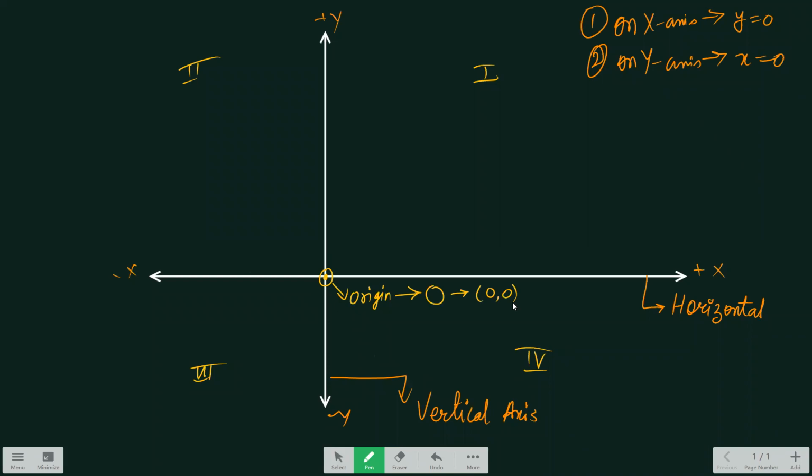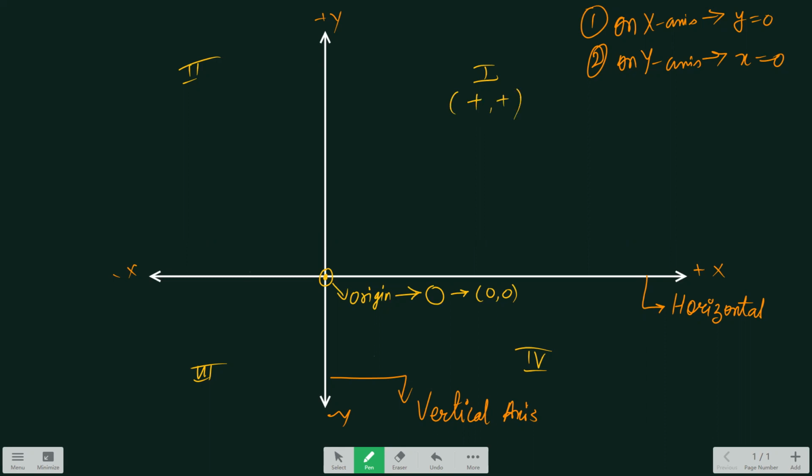Now, what is the definition of a quadrant? A quadrant is defined as the 1/4 part of the rectangular coordinate system. Rectangular coordinate system का 1/4 part होता है quadrant. So there are four quadrants. In the first quadrant, the values of x and y both are positive.